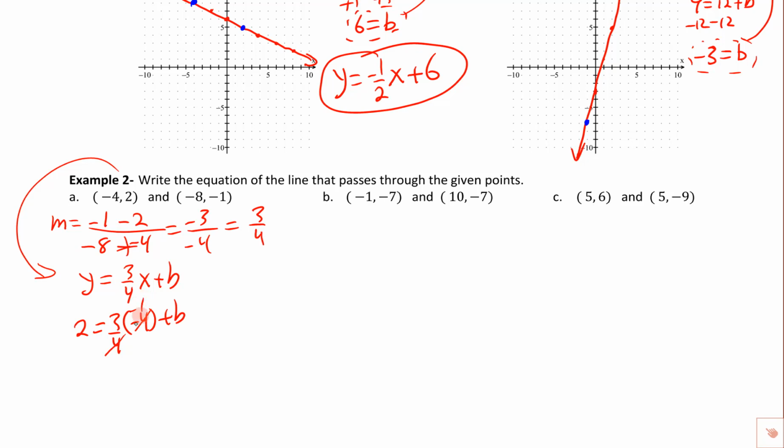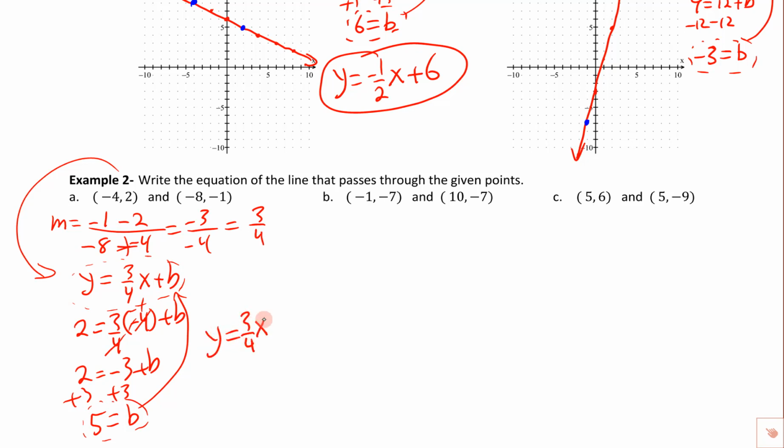Goes in there once. Keep track of that negative. 2 equals -3 plus b. Add 3. We get 5 over here. So b is equal to 5. And now I can take this and plug it back in there. Probably should circle that so I know where to find it. So we get y equals 3/4 x plus 5. Put a big fat circle around that and we are all set to go.